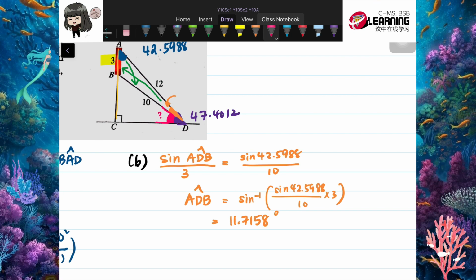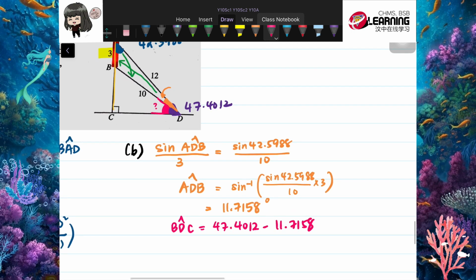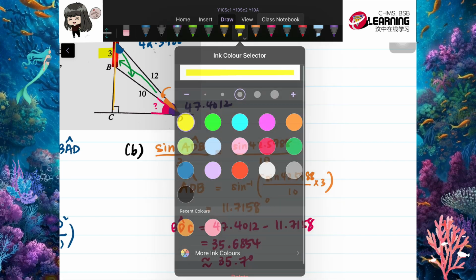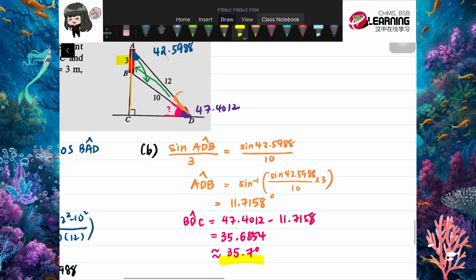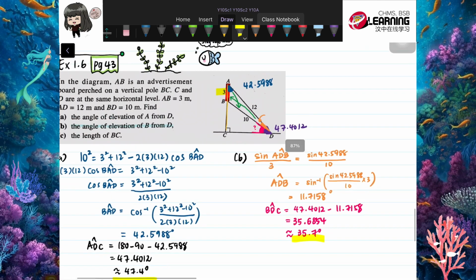Okay, so therefore our angle of the elevation that we're gonna find is basically angle of BDC. So angle of BDC is equals to 47.4012 minus 11.7158. So we get 35.6854 and round off become 35.7 degree in one decimal place. So that is the answer. Okay, so you need to understand what is elevation.